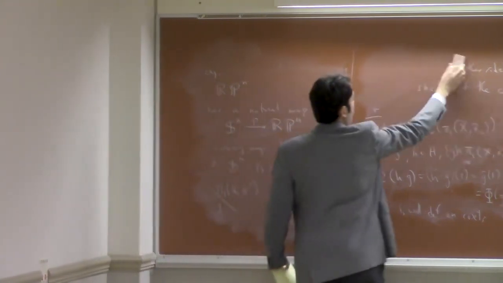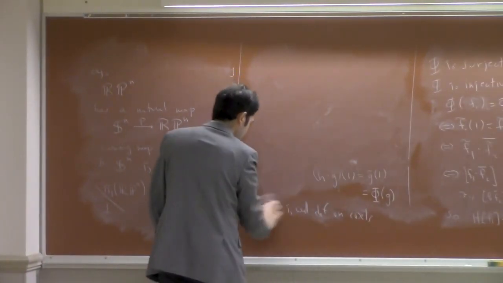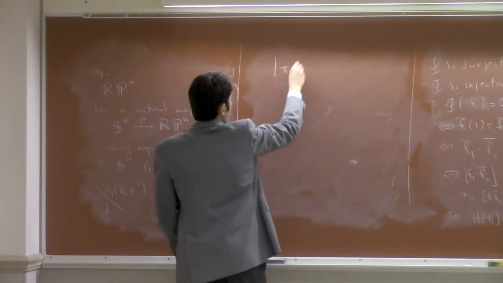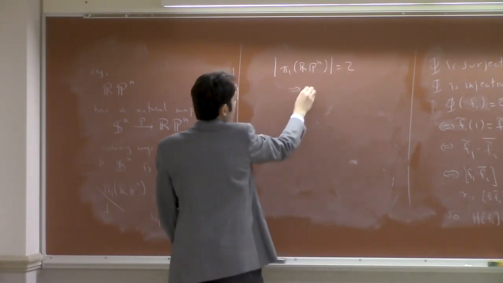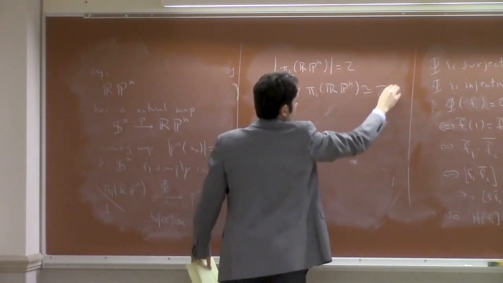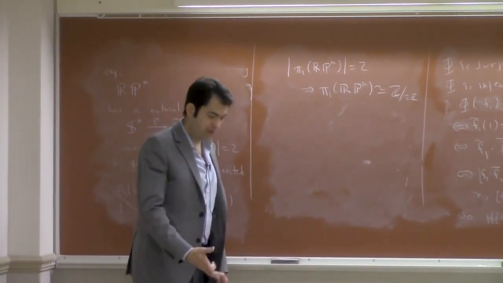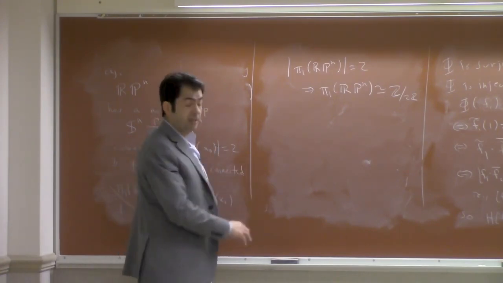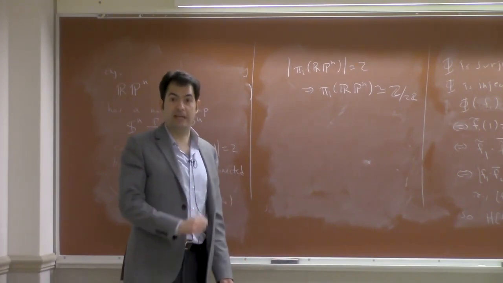So what that shows is that the fundamental group of RPn has cardinality 2, but there's only one group that has cardinality 2. So this is actually Z mod 2Z. Of course, it's also easy to show this with Van Kampen's theorem using a cell complex description of the projective plane. And one of the problems on the homework is to do exactly that.